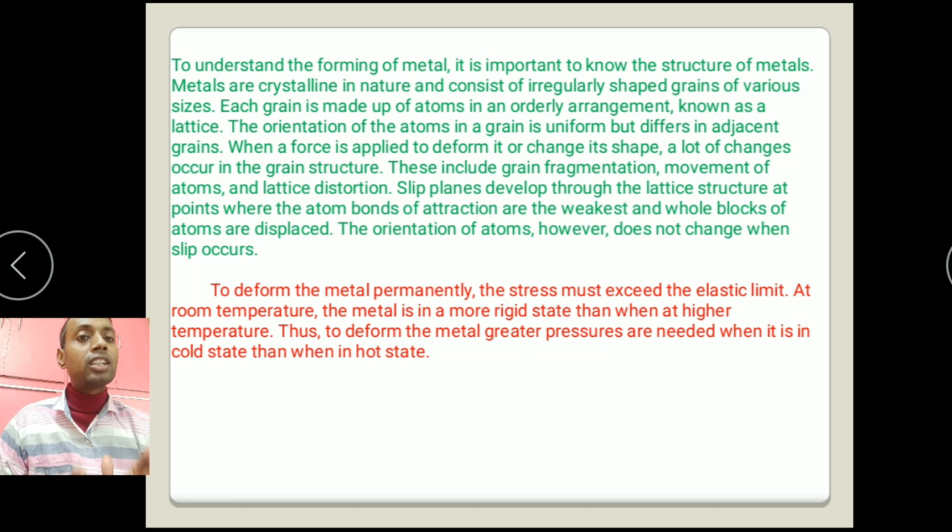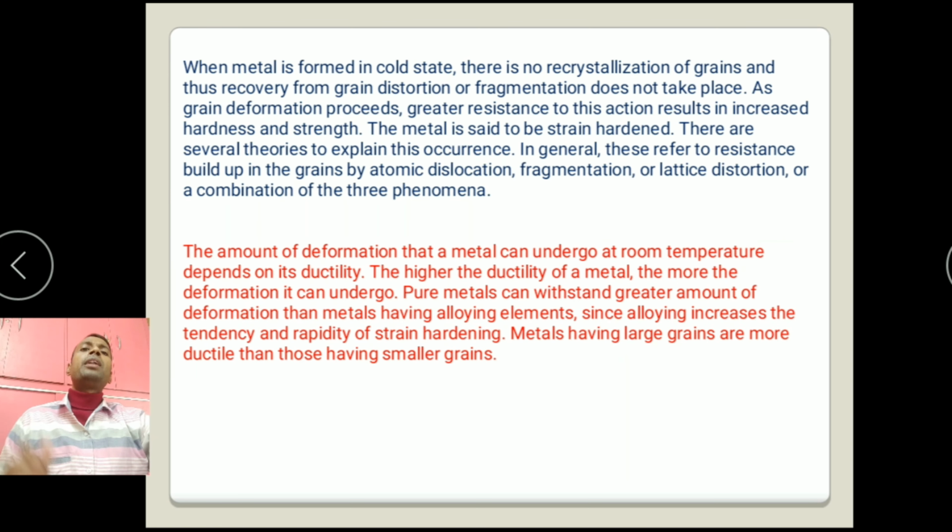At room temperature, the metal is in a more rigid state than at higher temperature. Thus, to deform the metal, greater pressure is required in cold state than in hot state. When metal is formed in cold state, there is no recrystallization of grain, and thus recovery from grain deterioration and fragmentation does not take place. As grain deformation proceeds, greater resistance to the action results in increased hardness and strength.